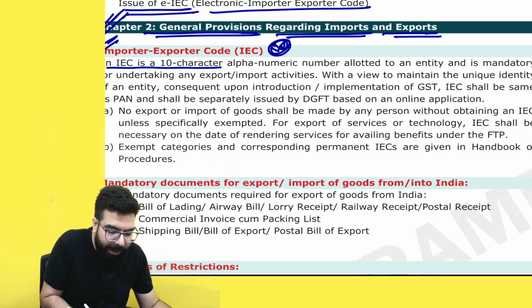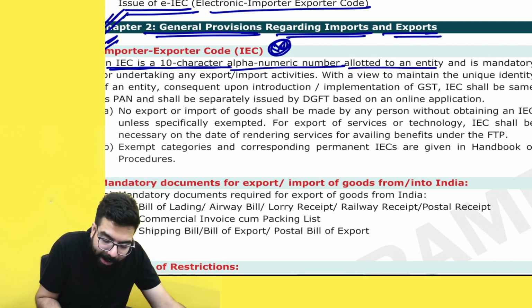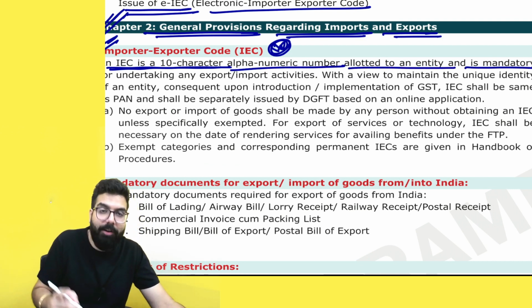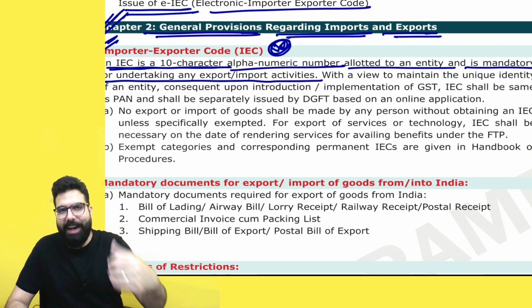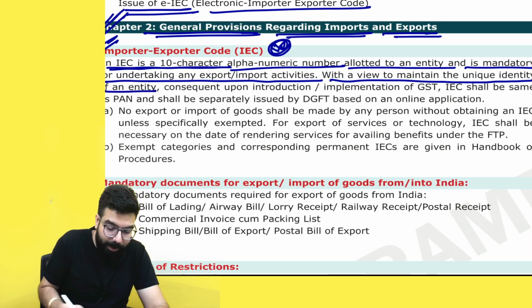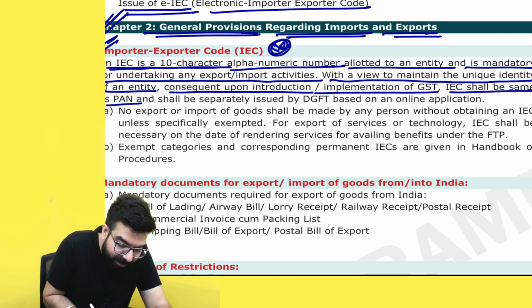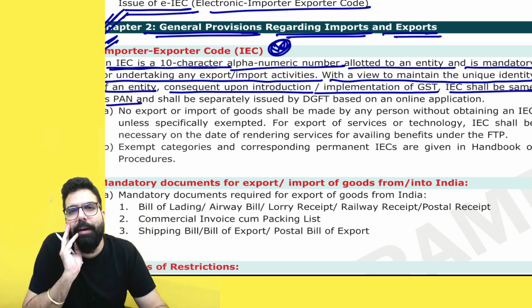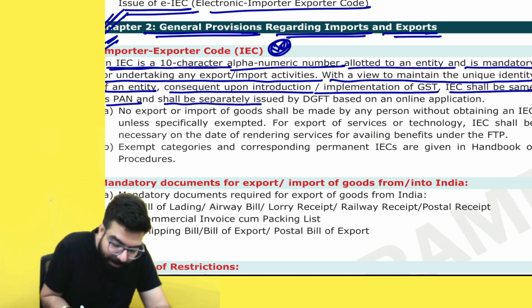So they are saying an Import Export Code is a 10-digit alphanumeric number allotted to an entity and is mandatory for undertaking import and export. Whenever you want to import and export, you need an IEC code with a view to maintain the unique identity of an entity. Consequent upon introduction and implementation of GST, IEC shall be the same as PAN. They are telling that IEC will be the same as the PAN number, and that shall be separately issued by the DGFT based on online application.